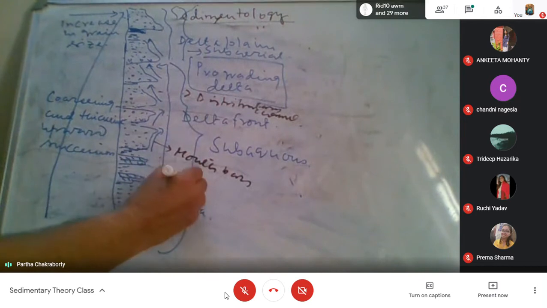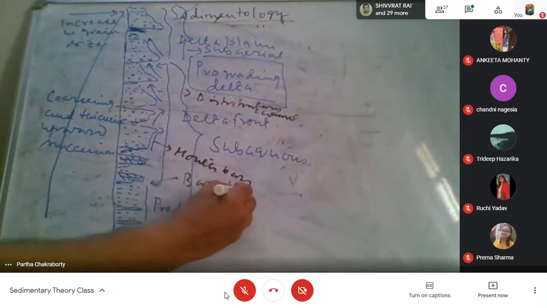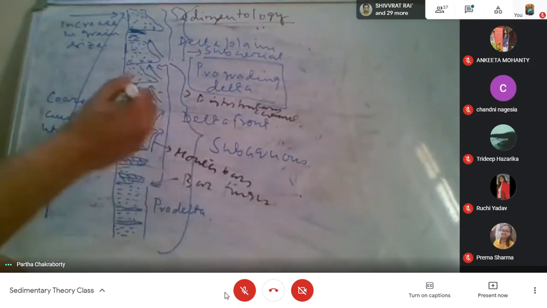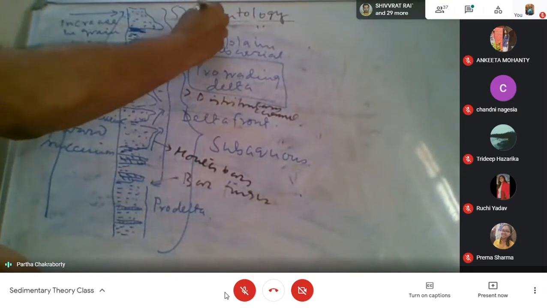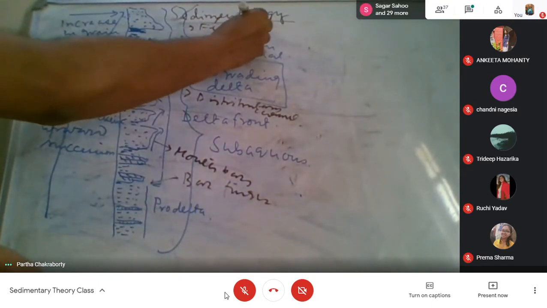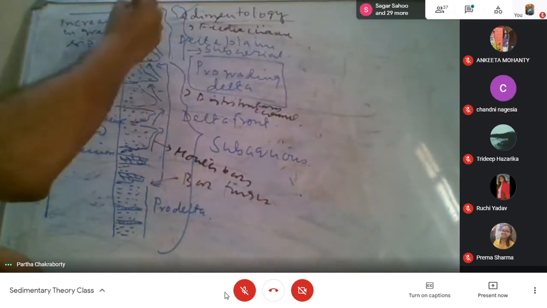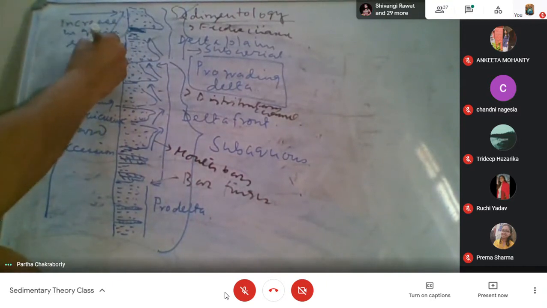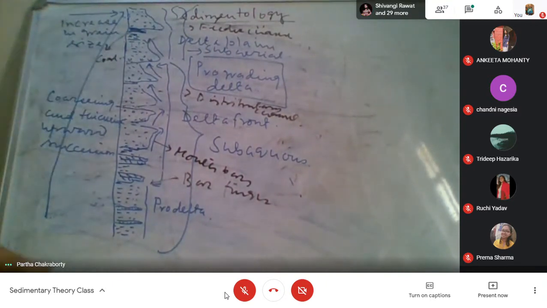These are bar fingers. These are feeder channels. This is coal. Hope you have now understood the pattern of succession of a prograding delta.